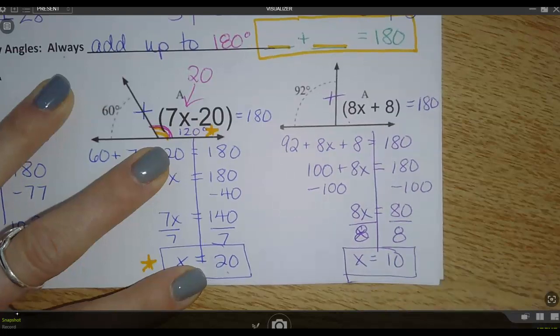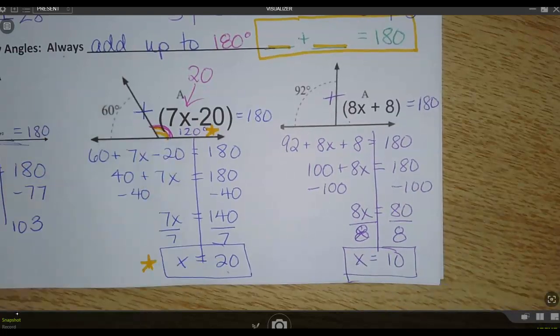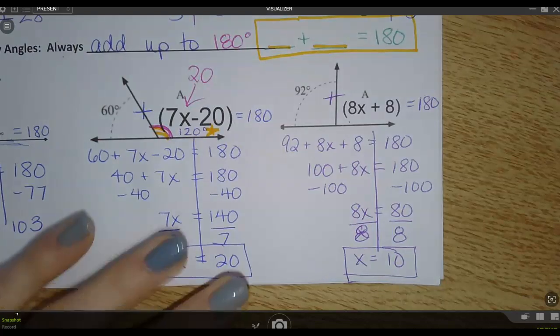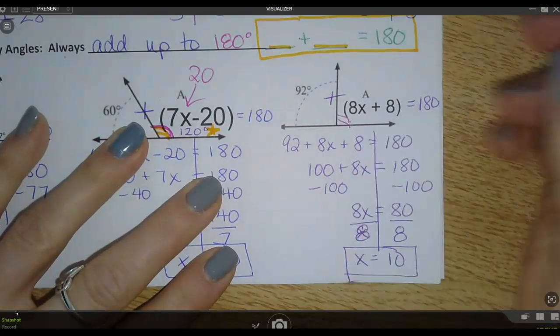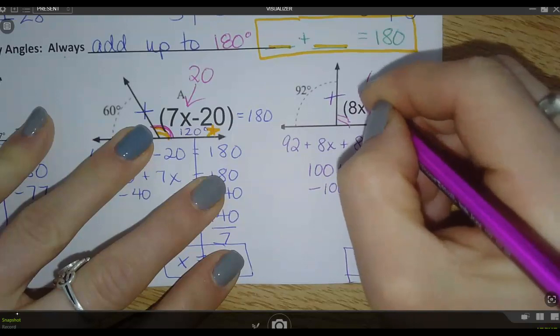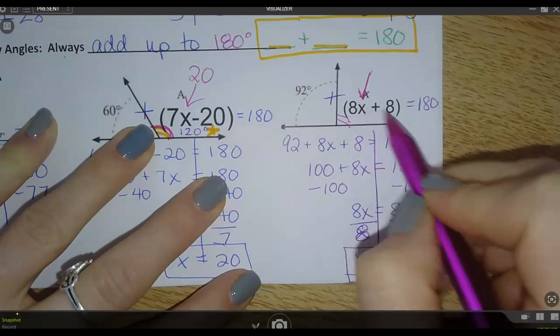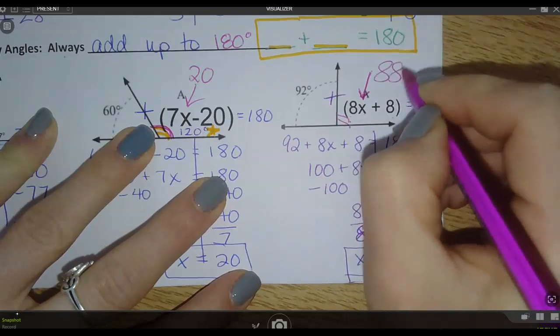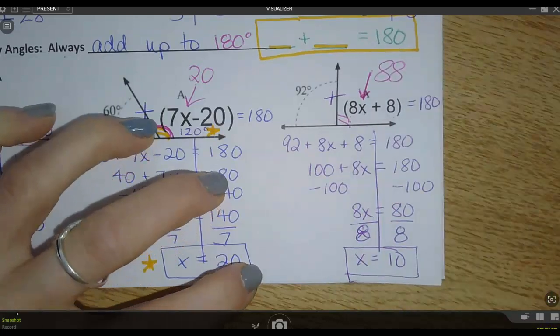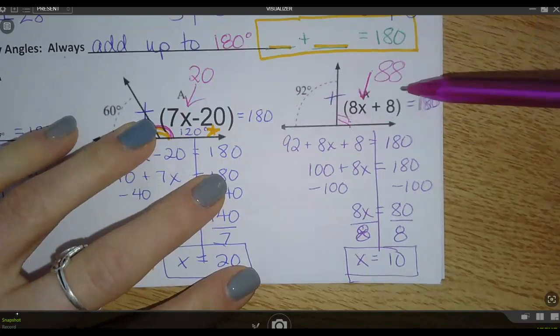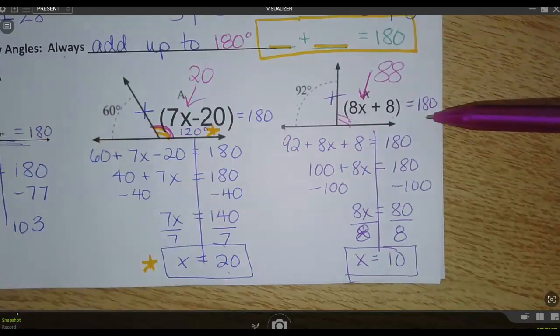That might be a quiz question, and you can stop there if they just say find the value of x. But if they ask how big is this angle, I'm going to plug my 10 back in here. 8 times 10 is 80, plus 8. Then this whole angle is 88. And that checks: 92 plus 88 makes 180.